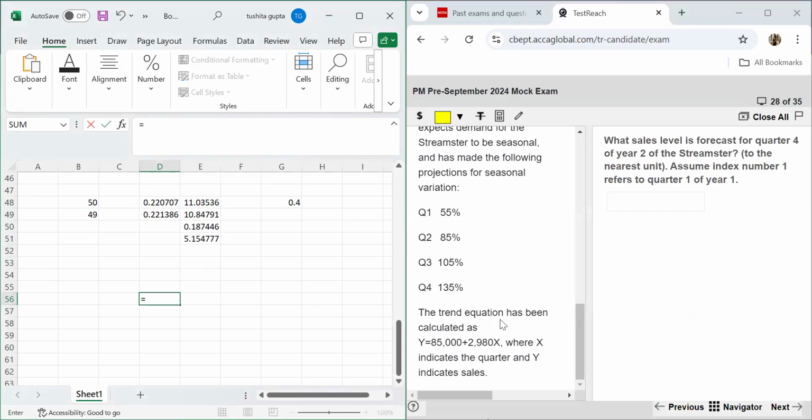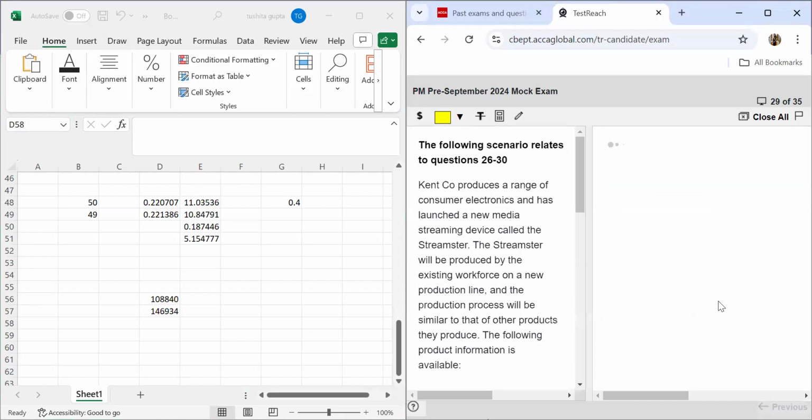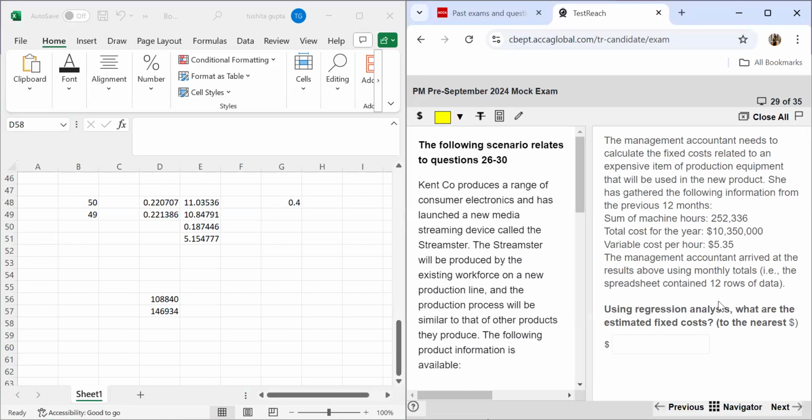So the equation is given to us: 85,000 plus 2980 multiplied by the quarter number, which is 8. This is what we have. Now, this is not yet our final answer because we need to adjust it for the seasonal variation. In Q4, you see a 135%. So you can simply multiply this with 1.35 or 135%. So this is going to lead you to your final answer, and it's going to be 146,934.